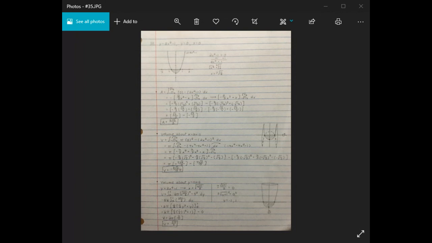And I subtracted 0 minus (2x squared minus 1). And so I found the antiderivative of negative 2x squared plus 1, which is negative 2/3 x to the third power minus x.